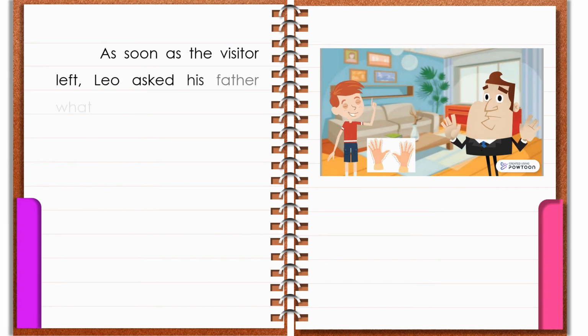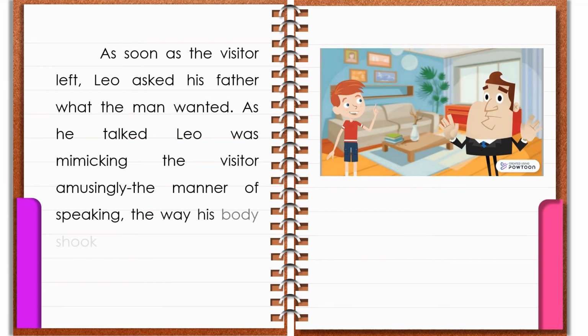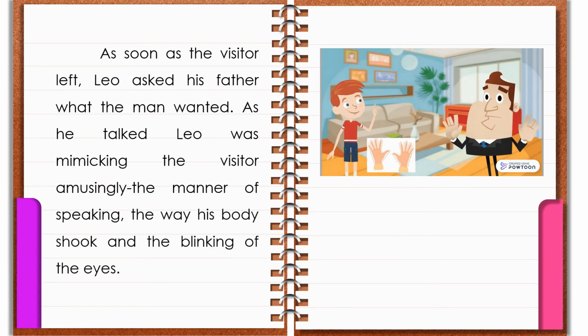As soon as the visitor left, Leo asked his father what the man wanted. As he talked, Leo was mimicking the visitor amusingly: the manner of speaking, the way his body shook, and the blinking of the eyes.